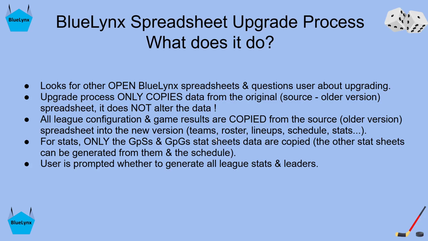It's just copying your old data or your existing data from there. But now let's go back to the top bullet, where when you start upgrading, the first step is it's going to look for other open BlueLynx spreadsheets in the background. You have to have the newer version that's empty, and that's where you're going to launch the process from. And you need to have the BlueLynx league or spreadsheet that you want to upgrade that has your data in it. You want to have that open, but just in the background. And you shouldn't have any other BlueLynx spreadsheets open.